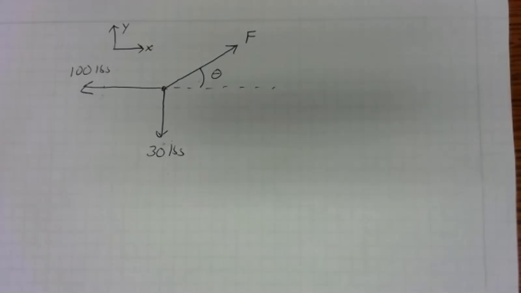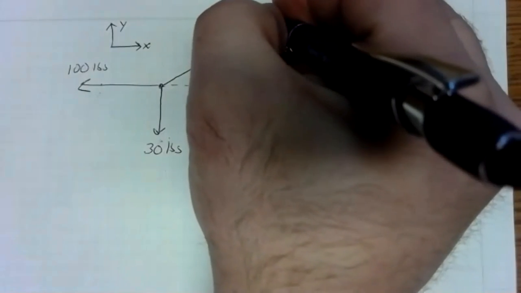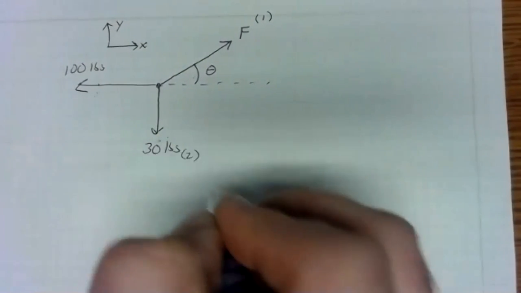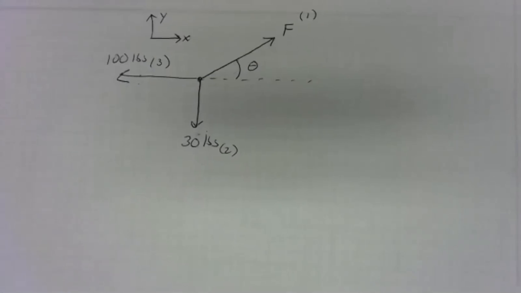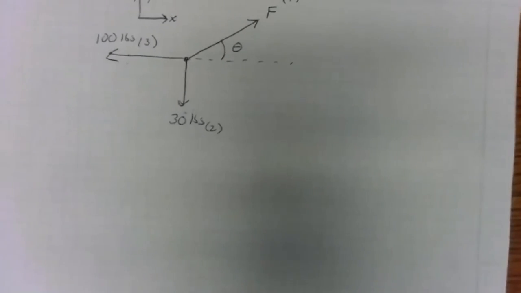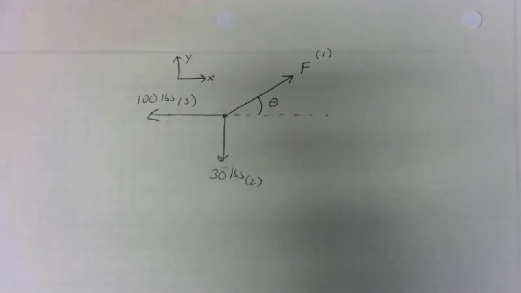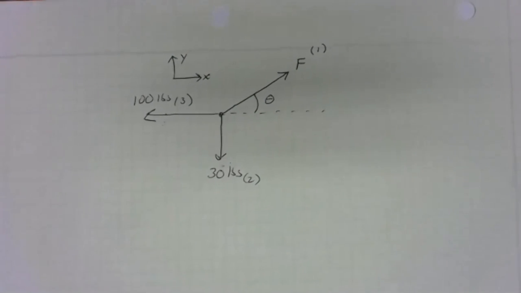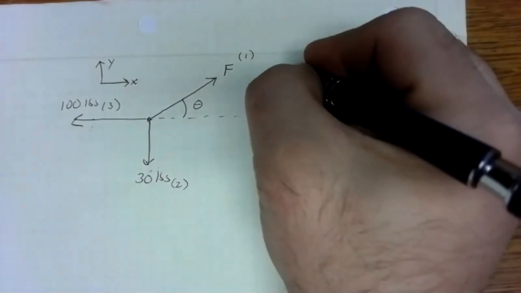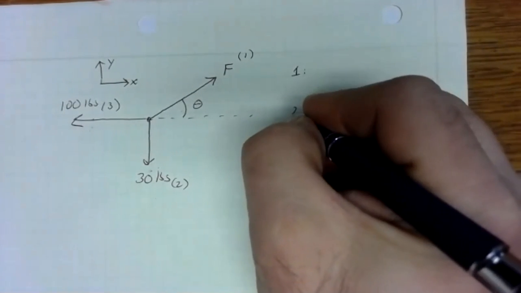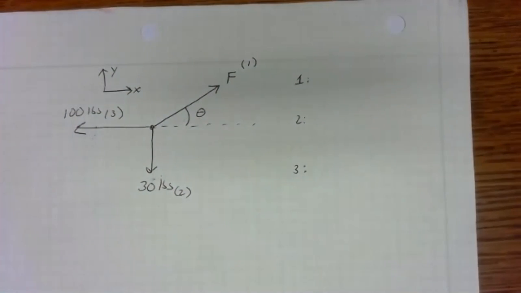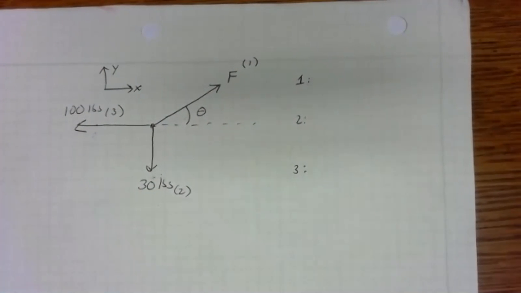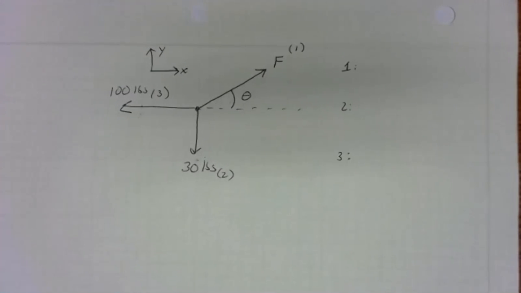The next step is to break up the forces into their X and Y components. So I'm going to label my unknown force, force 1. I'm going to label the 30-pound force, force 2. And I'll label the 100-pound force, force 3. So let's go ahead and break those up. Now, I've got these three forces, force 1, force 2, and force 3. Let's deal with force 2 and force 3 first, since those are knowns. It's always easier to deal with your known forces before you deal with your unknown forces.